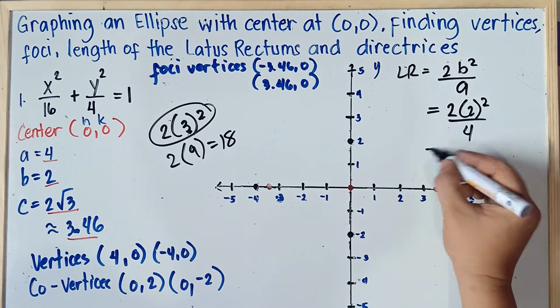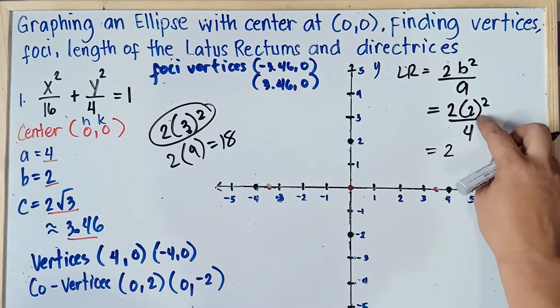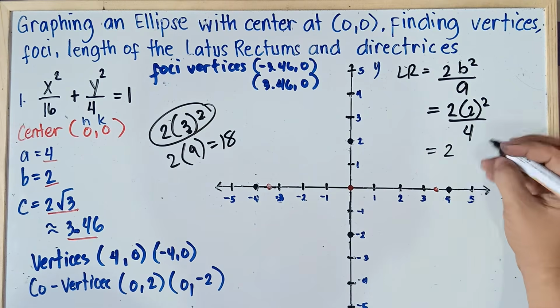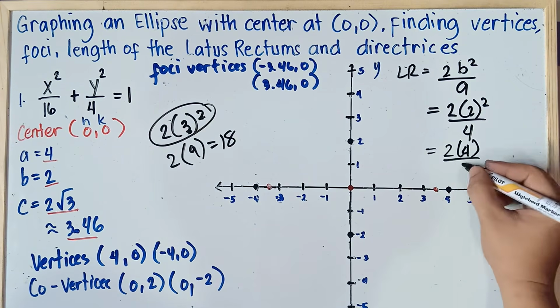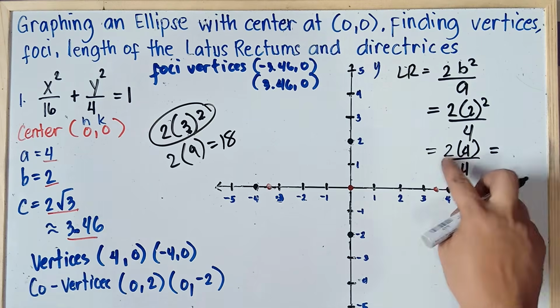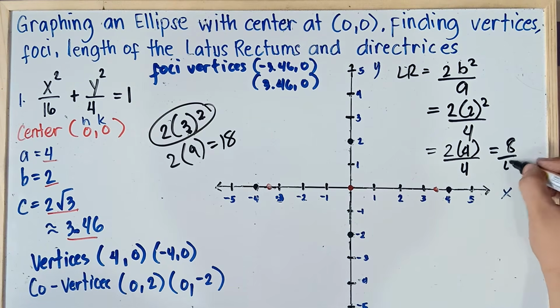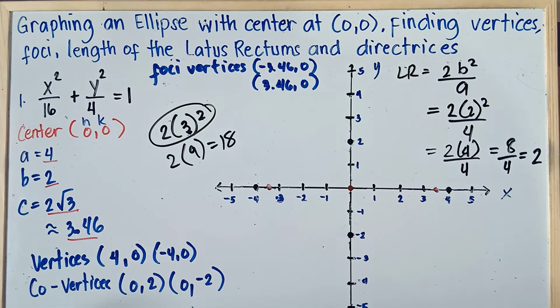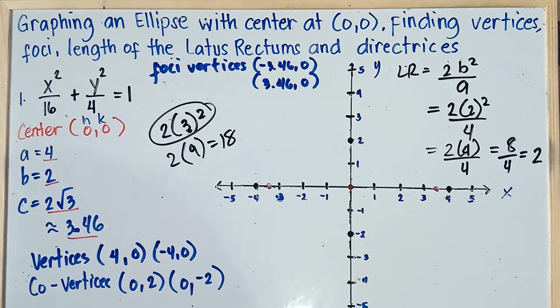So in this scenario, class, copy 2. Simplify this one: parentheses, exponent. 2 squared means 2 times 2, that's 4. Divide by 4. So 2 times 4, that's 8. 8 divided by 4 is 2. Therefore, class, the latus rectum is 2. The length of the latus rectum is 2.